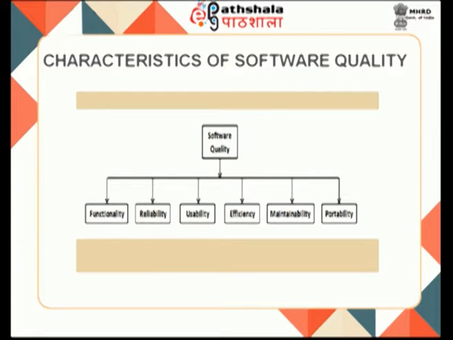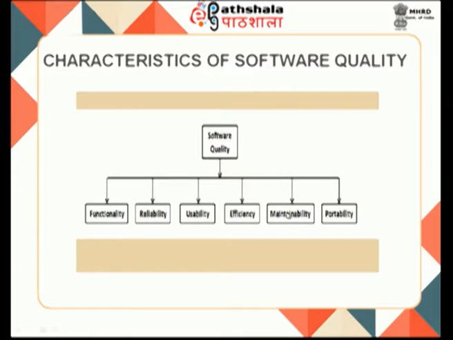Now we will look at the characteristics of software quality that we have mentioned. If we need to bring about a very good quality software, we need all these 6 characteristics to be maintained. Characteristic 1 is functionality, then reliability, usability, efficiency, maintainability and portability. Now let's try to define what these characteristics relating to quality would mean.